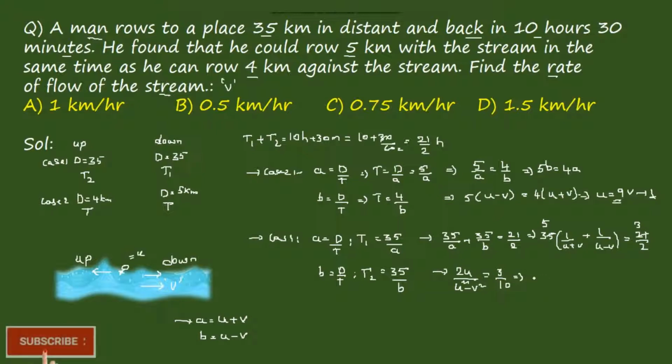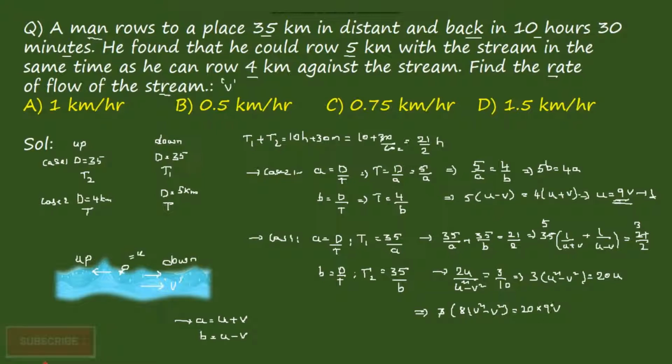Here we get 3 times (u square minus v square) is equal to 20 times u. But u is equal to 9v, we know that, right. Then substituting in this equation, we get 3 into u square, which is nothing but 9 into 9, becomes 81 v square, minus v square, is equal to 20 into 9 times v, right.